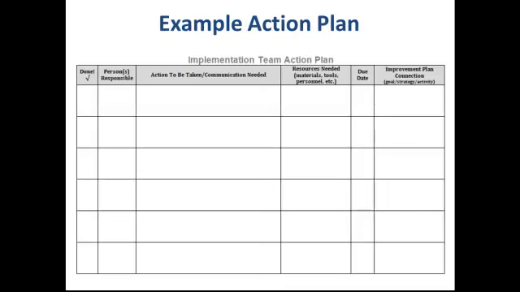This is an example of an action plan that teams will use. You can see it has who is responsible, what action needs to be taken, or what communication needs to be had. Do we need any additional resources to do this? When does it need to be done by? And then we found it helpful to connect every action to our improvement plan. So what goal, strategy, or activity does it relate to on an improvement plan?